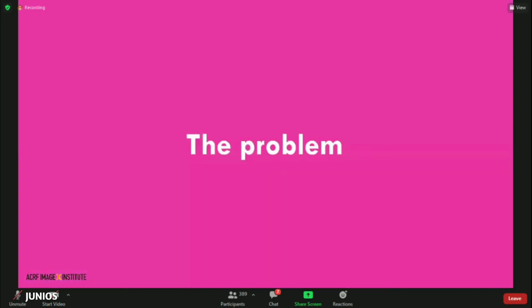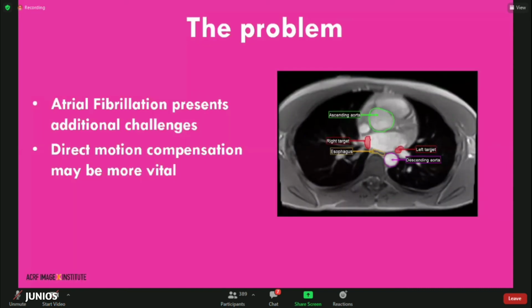Most clinical cardiac radioablation treatments to date have been for VT. A couple of clinical treatments for atrial fibrillation have been reported, but the rate of arrhythmia recurrence has been higher. We hypothesize that cardiac radioablation for AF presents additional challenges.